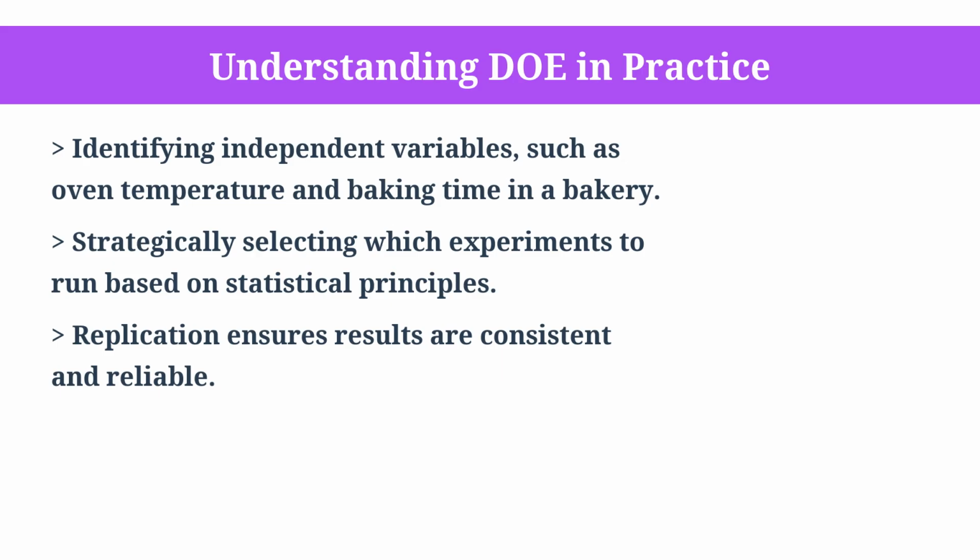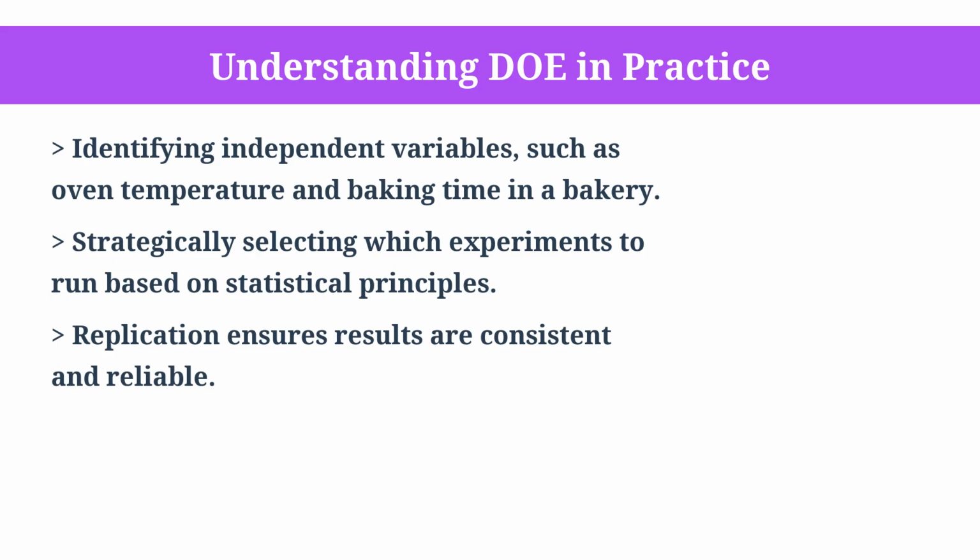Now, let's look at how DOE works in practice. We start by identifying all the potential factors that could affect our outcome, which we call independent variables. For instance, if we're running a bakery, these might include things like oven temperature, baking time, type of flour used, and so on. Next, we design experiments where we change one or more of these factors at a time to see how they impact the final product quality.